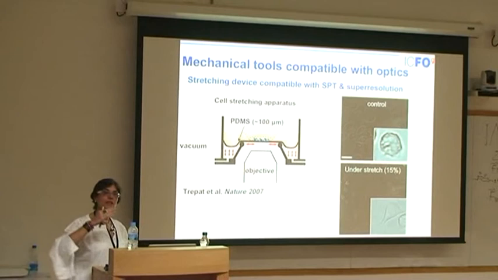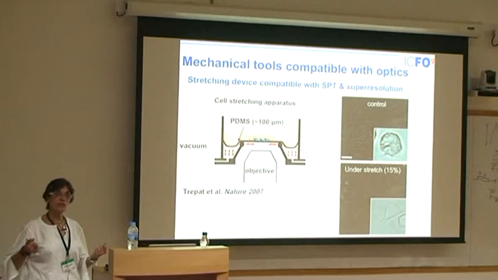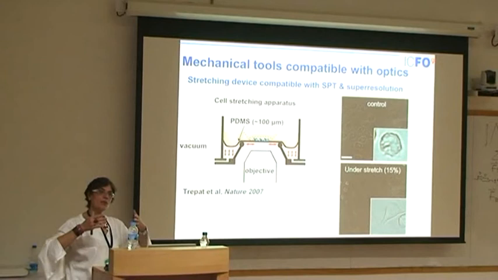In this case, we have done it with STORM, and we're doing single particle tracking on these PDMS stamps. During the stretching, we do the single particle tracking. We essentially stretch, we fix, and we do STORM in this particular case, because for STORM, we need to go and fix.